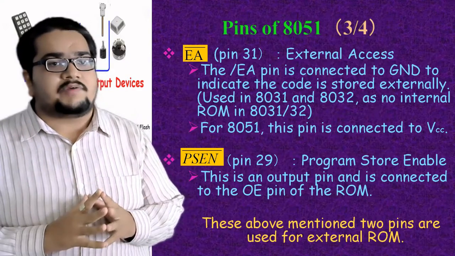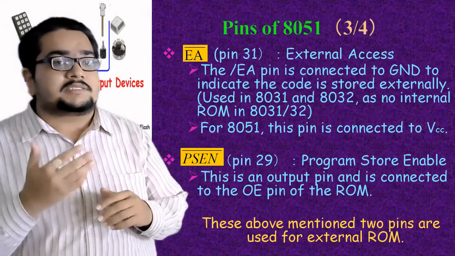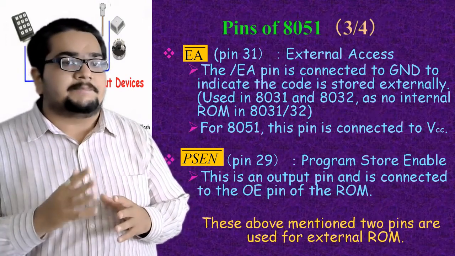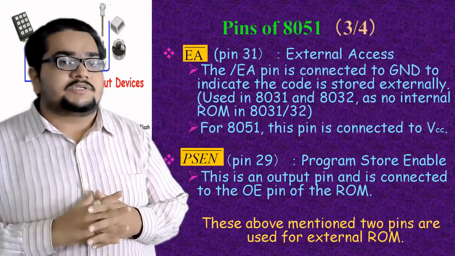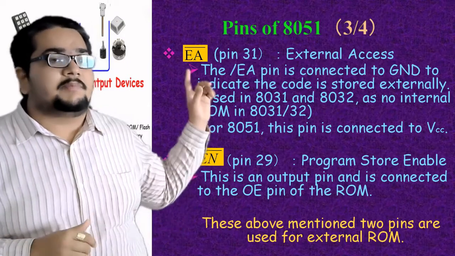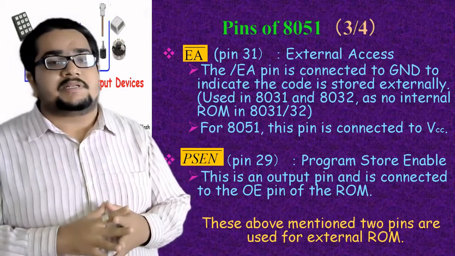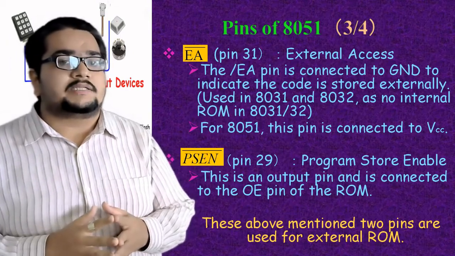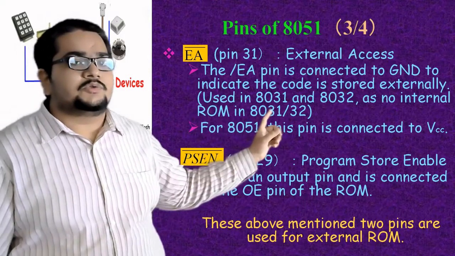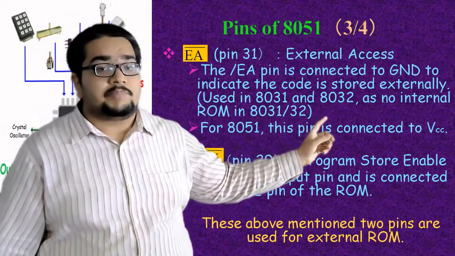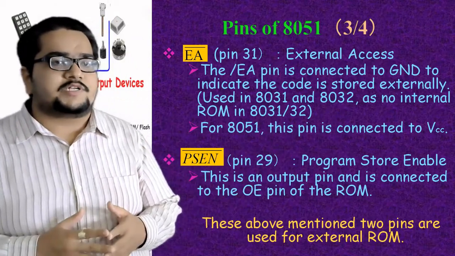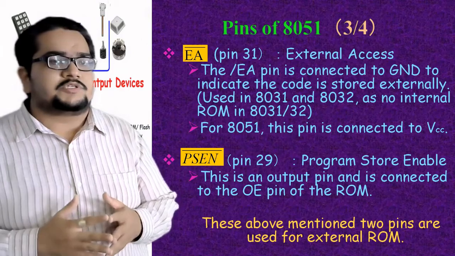Whenever we do not have an internal ROM, we have to connect an external ROM. In that case, we require some signal which will be used for connecting that external ROM. So that is your external ROM. How will it be enabled? It will be enabled by this EA pin. EA pin is connected to ground to indicate the code is stored in the external memory. It is used for your 8031 or 8032 because there is no internal ROM in them. These are different versions of the 8051 family, pre-versions of 8051.